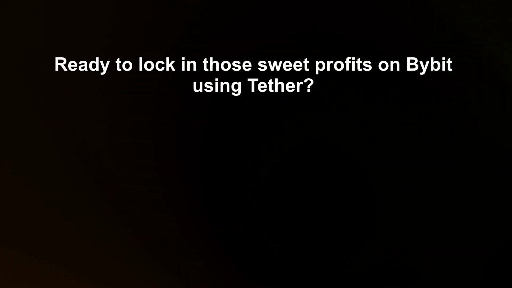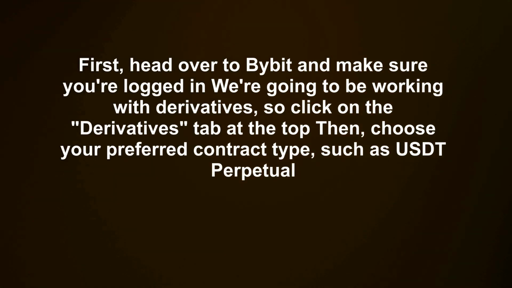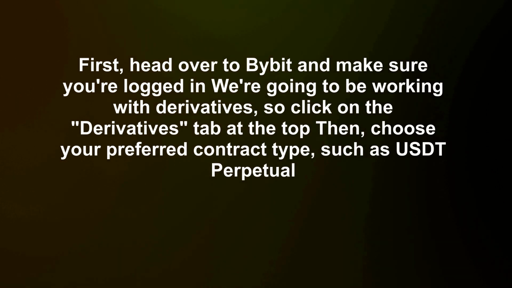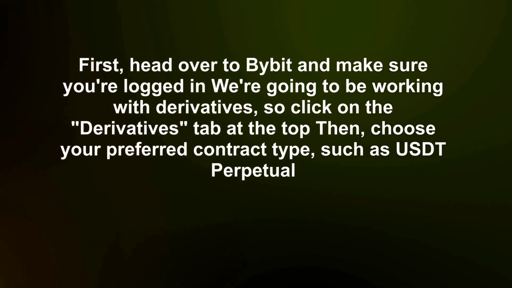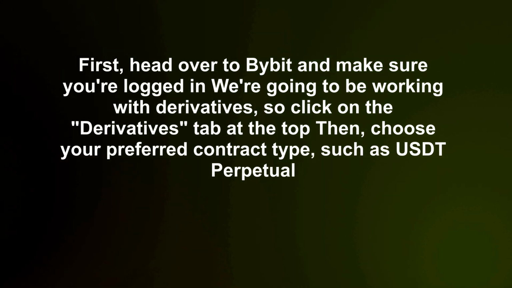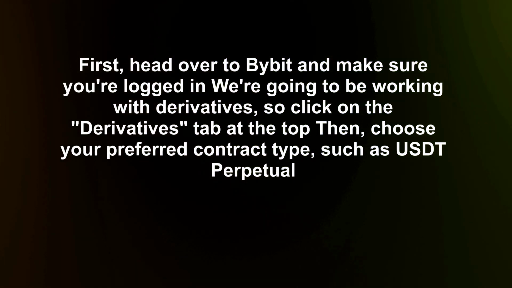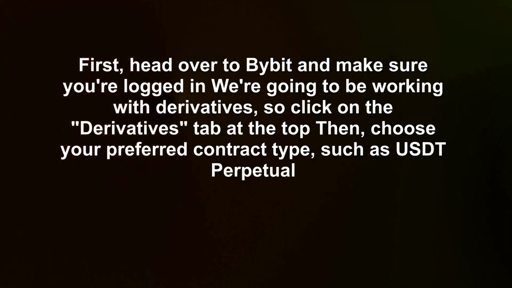Ready to lock in those sweet profits on Bybit using Tether? First, head over to Bybit and make sure you're logged in. We're going to be working with derivatives. So click on the Derivatives tab at the top, then choose your preferred contract type, such as USDT Perpetual.